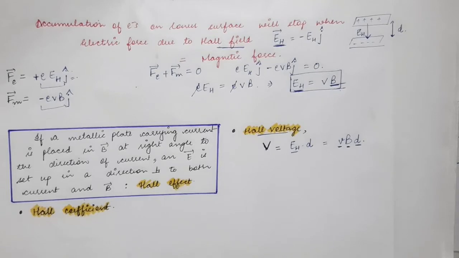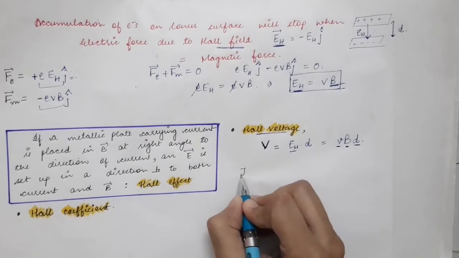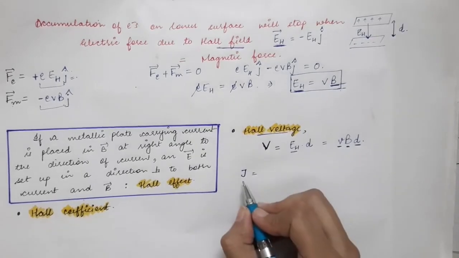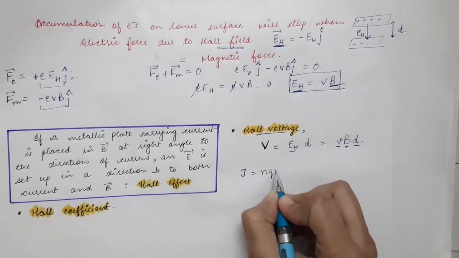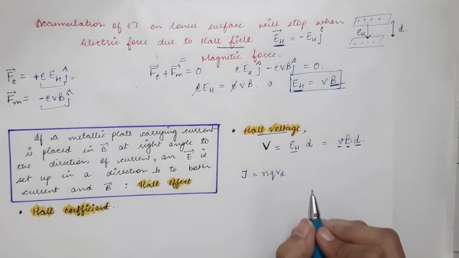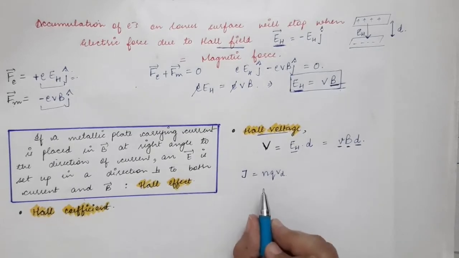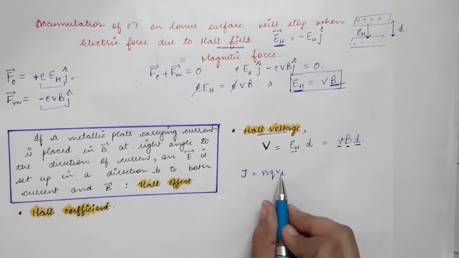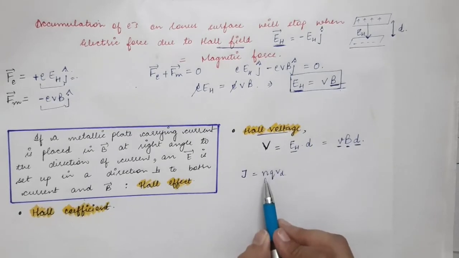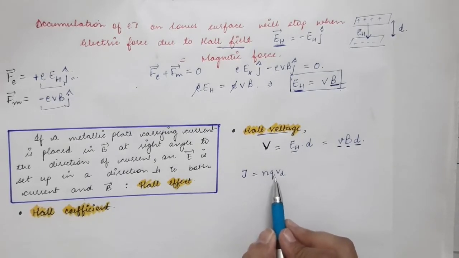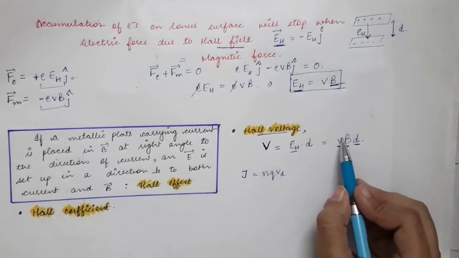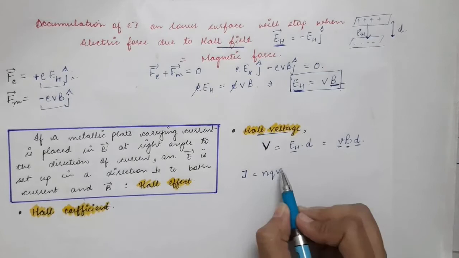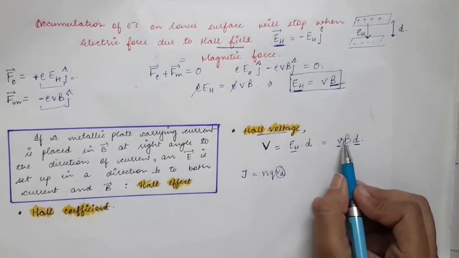So we know the current density in a conductor, represented by J, is given by n q vd. This we have already seen in the previous lectures: current density in a conductor is given by nqvd, where n is the number of charge carriers per unit volume, q is the amount of charge on a single charge carrier, and vd is the drift velocity. In this case the drift velocity is represented by small v instead of vd.